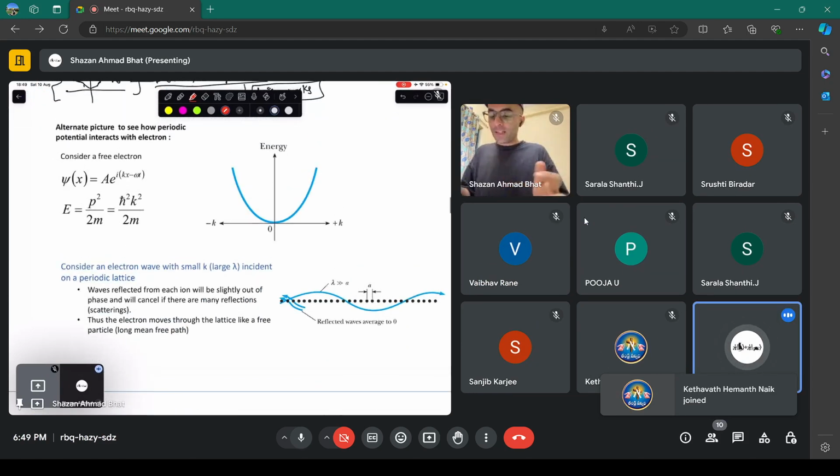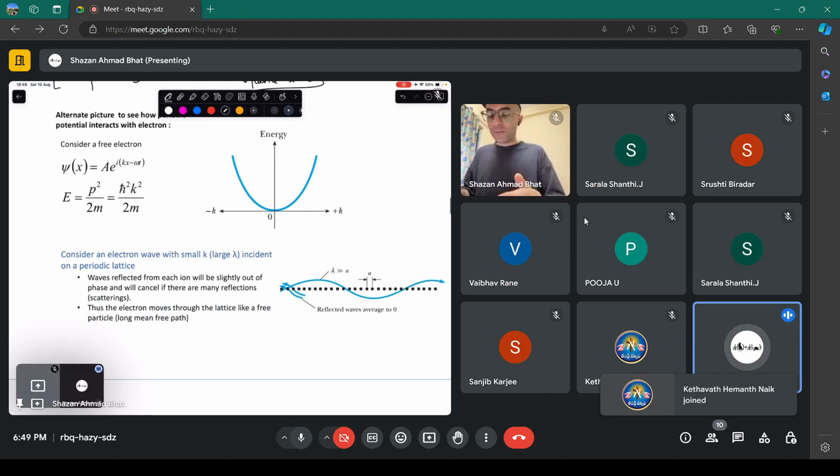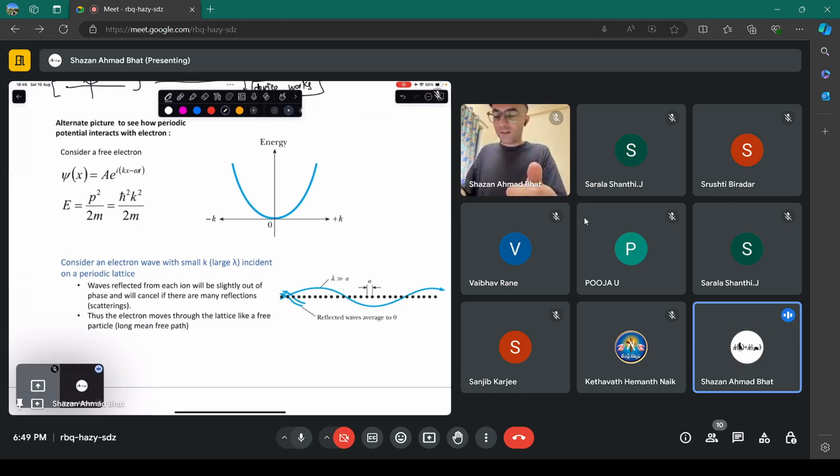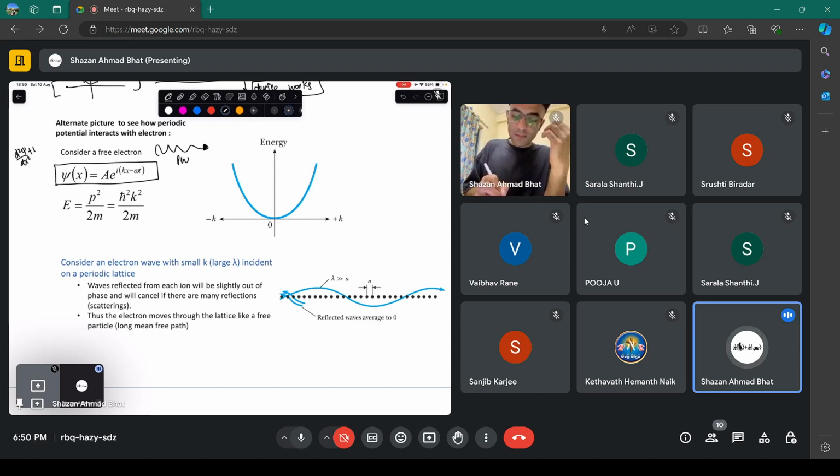Let's have a very simple picture. Let's assume a free electron having a plane wave Schrodinger equation solution. That means it's a free electron, not under the influence of any potential. It has the solution of the Schrodinger equation which comes from solving d²ψ/dx² + k²ψ = 0. So you get this plane wave solution where the energy is given by ħ²k² over 2m.